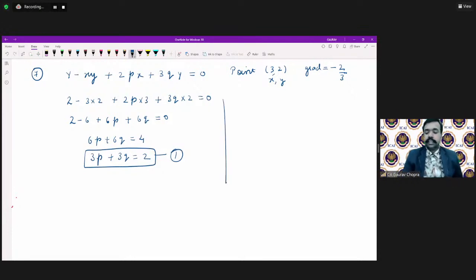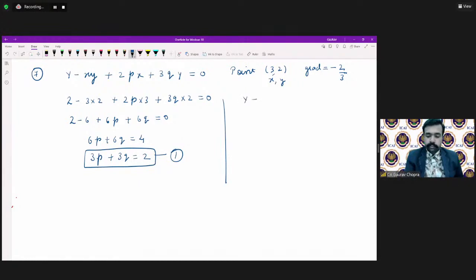Now, the second thing is the gradient. For gradient, what is supposed to be done? Always for gradient, we have to find out the derivative, and after the derivative, we put the value. The same thing we have to do here again. So we will find dy by dx.